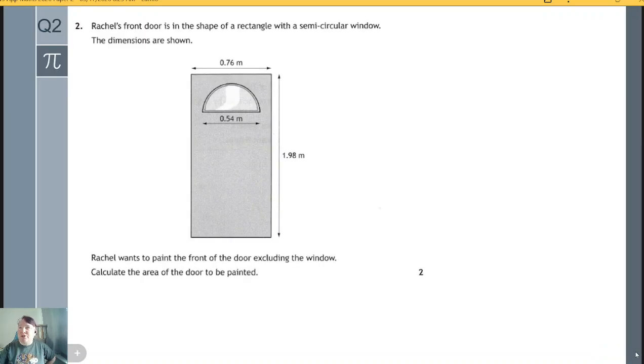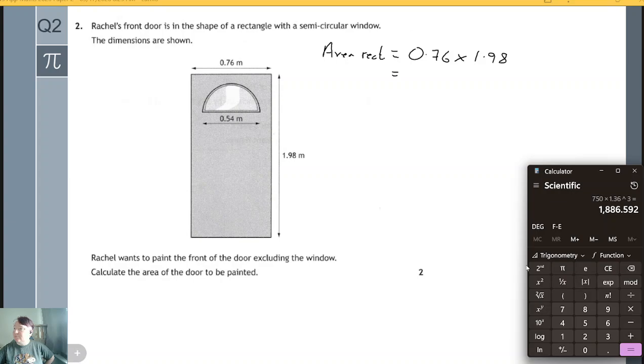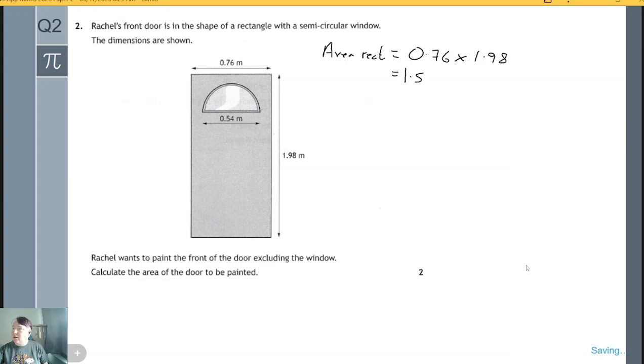Question 2. Rachel's front door is in the shape of a rectangle with a semicircular window. The dimensions are shown. Everything is in meters. Rachel wants to paint the front of the door excluding the window. Calculate the area of the door to be painted. So we've got a rectangle and a semicircle. So the area of the rectangle is going to be 0.76 times 1.98, which is, there we go, 1.5048 meters squared.